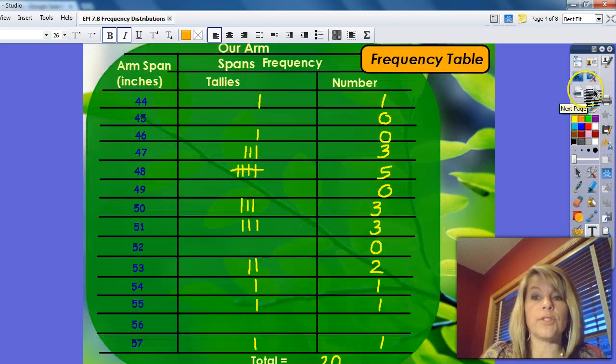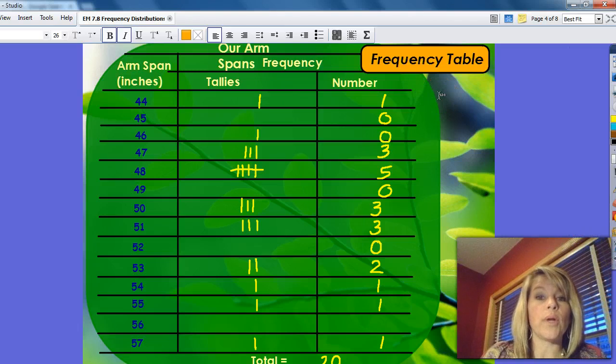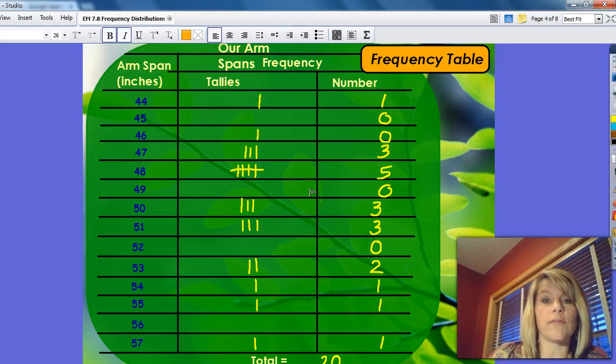One way we can do that is to make a frequency table. So what we do is we take each post-it note and make a tally for it. So one of the post-it notes said 44 inches, we make a tally mark for that. We change that into the number 1. If there wasn't a post-it note for 45 inches, then there's no tally mark and the number is 0. And we continue all the way down for all of the post-it notes for that set of data, for those arm spans. And if we add all of the number of students up together, we get 20.